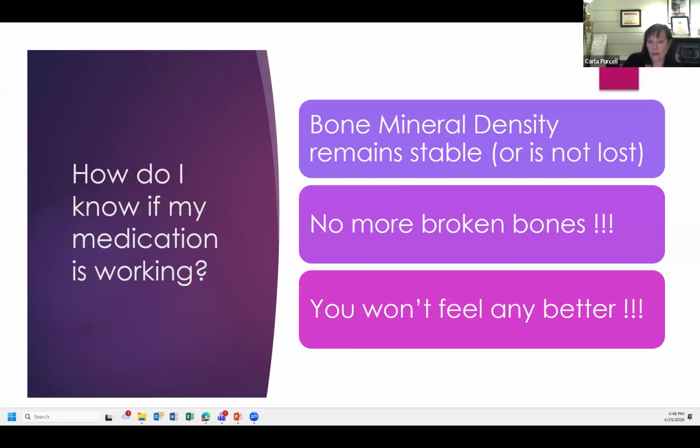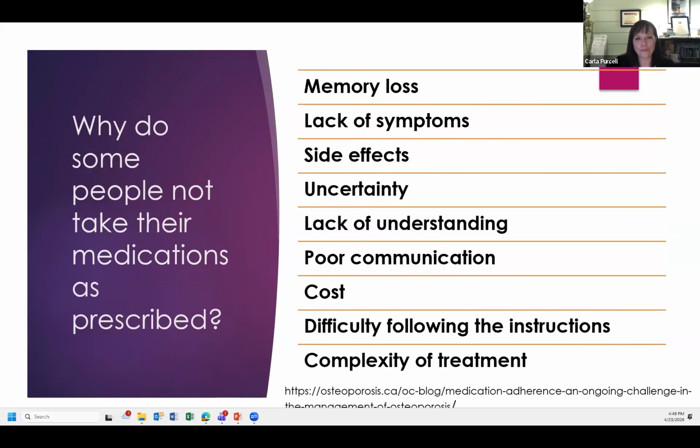But we also know that osteoporosis doesn't hurt. It's the fractures that hurt. So that's what we're really trying to prevent, is the hurt from the fractures. Please don't test the medications by trying to fall. If you fall and break, you don't break and fall. So it's important to prevent falls as well.